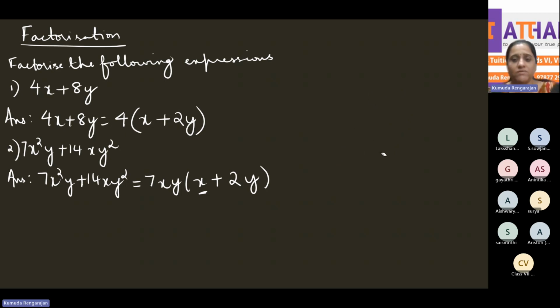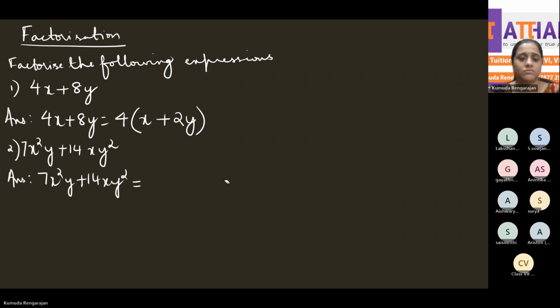But you can do it one by one like this. See, I'll write this again for you. First step is, what we're doing is we are given an expression and we are trying to factorize the expression. First step is to identify the HCF of the terms in the expression. Now this expression has two terms. The first step is to find the HCF of these two terms. The HCF of 7 and 14 is 7, x squared and x, the least power, y and y squared. So this is the HCF.